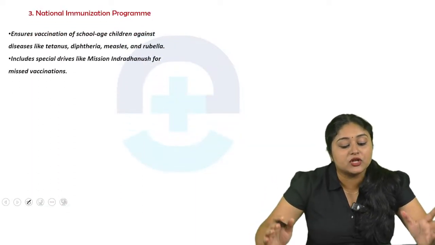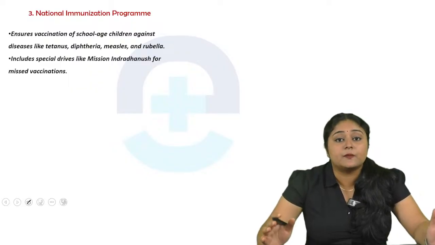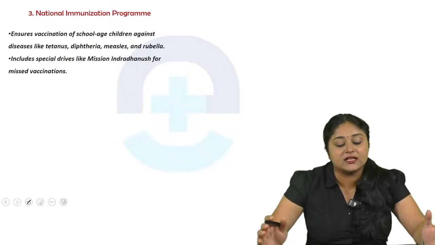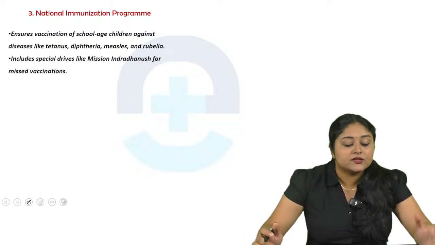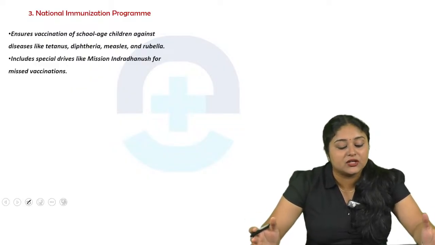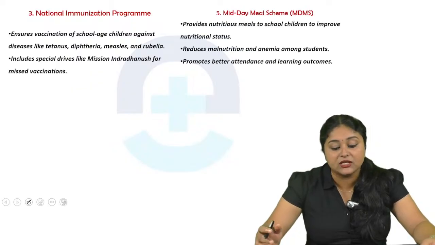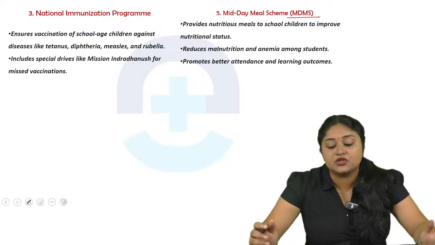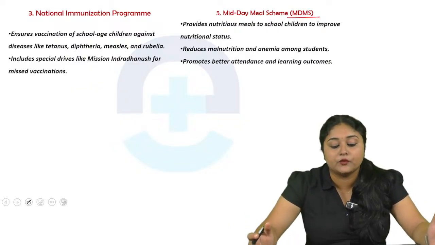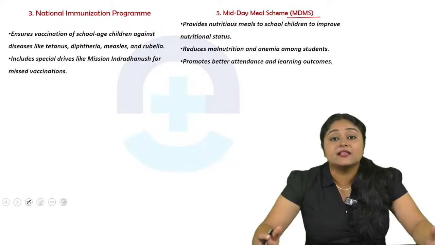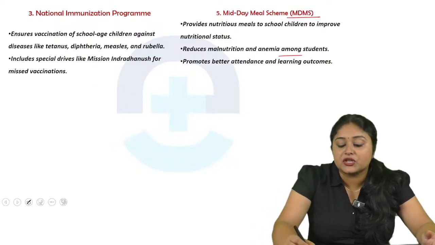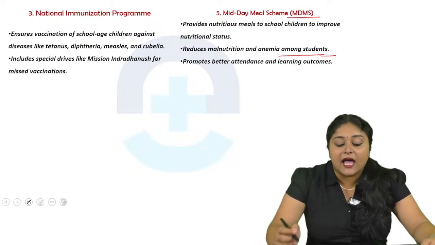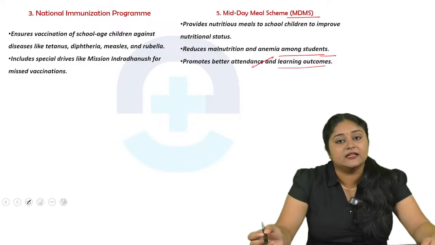Now come to the national immunization program. It mainly ensures vaccination of school age children against diseases like tetanus, diphtheria, measles and rubella. It includes special drives like Mission Indradhanush for missed vaccinations. Now come to the midday meal scheme, or MDMS. They provide nutritious meals for school children to improve nutritional status, reduce malnutrition and anemia among students, and promote better attendance and learning outcomes.